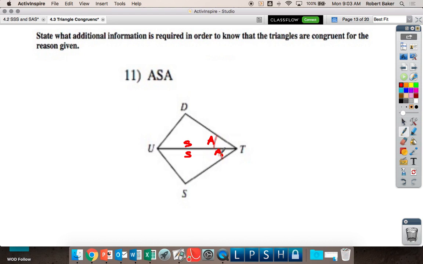I want to use the angle side angle shortcut. So what else do I need to state is congruent to use that shortcut? Which angle? You got to do better than that.